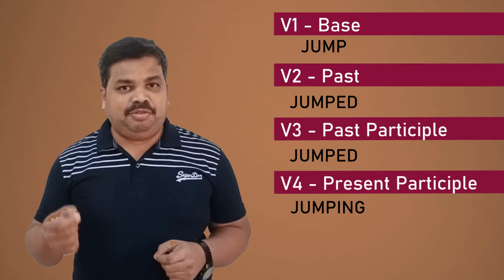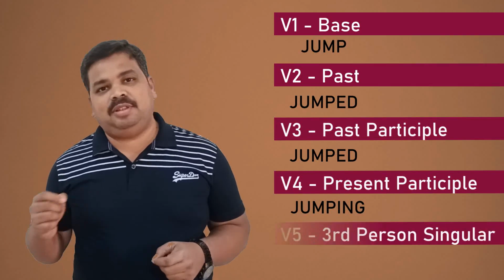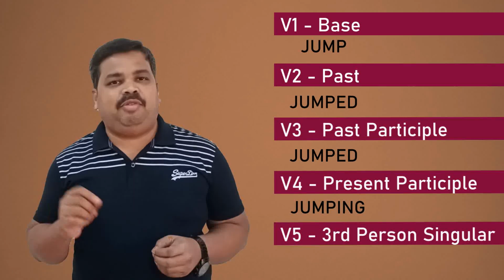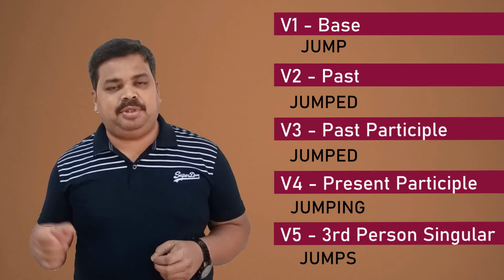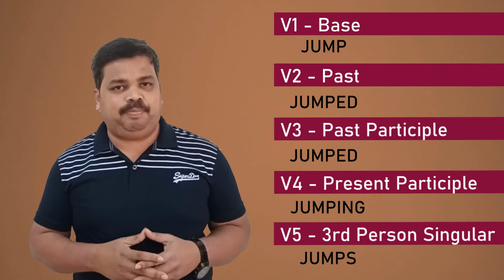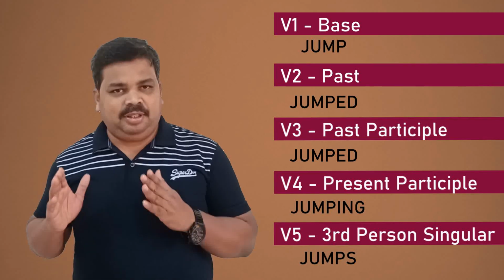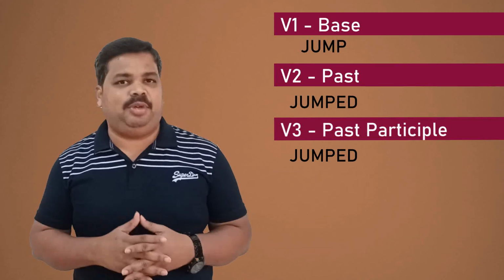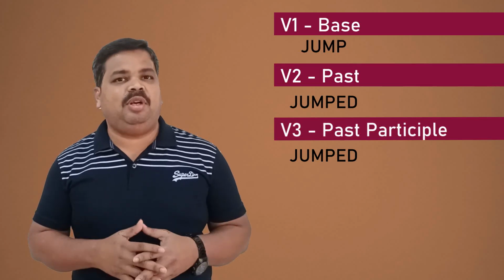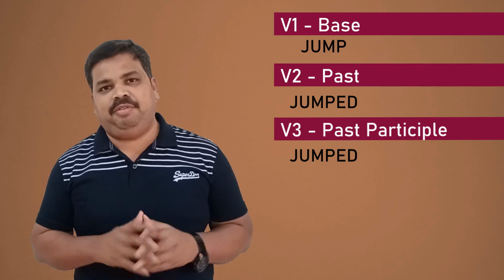Grammarians even include a fifth form, which they call the third person singular form, and for jump it is jumps. Jumps is the fifth form of the verb. But let's keep the fourth and fifth forms aside for today's video. We are going to focus only on the first three forms, V1, V2 and V3. We have two categories of verbs based on their formations, called regular and irregular verbs.